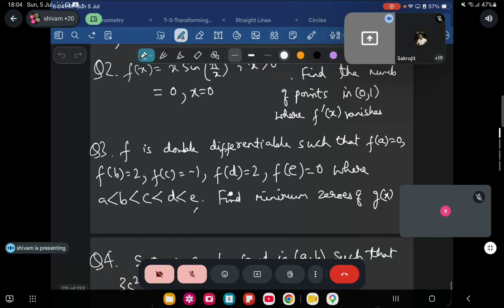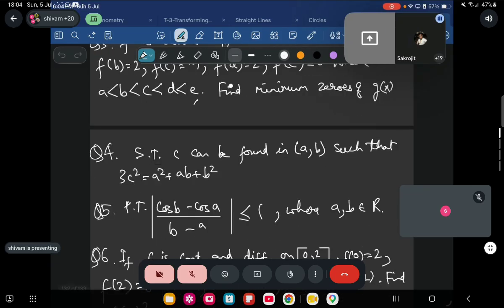Number 3 is: f is double differentiable such that f of a is equal to 0. Oh, actually, I forgot to give the function g of x. And what about question number 4? So that c can be found in (a, b). Nothing else is given. Number 3 is fine, number 4 is fine. Wait, I'm writing g of x. What was g of x given? Forgot to give g of x.